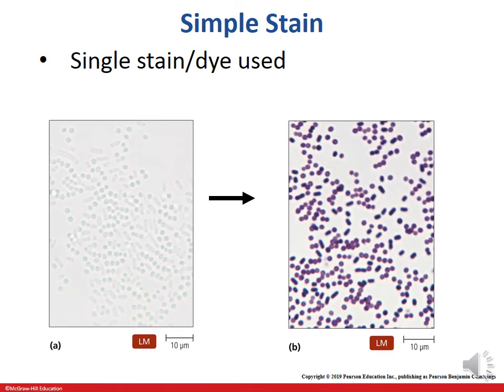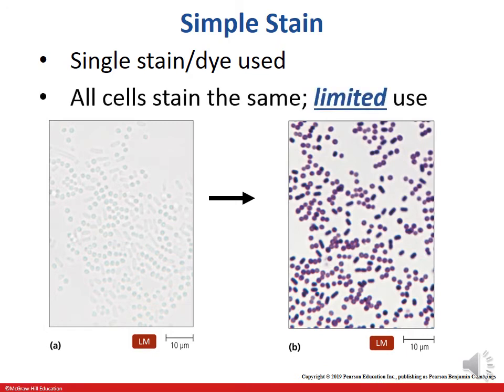A simple stain, just what it sounds like. It's only going to have one type of dye used, but these are really sort of limited in use because all the cells present are going to take it up in their cell membranes. They're all going to look exactly the same color. It has limited use. It can tell us a few things. It can tell us presence, absence of the bacteria. It could tell us population size. It can tell us morphology and arrangement. But really, if we want it to be more user-friendly, we need to take it on to a different type of staining.